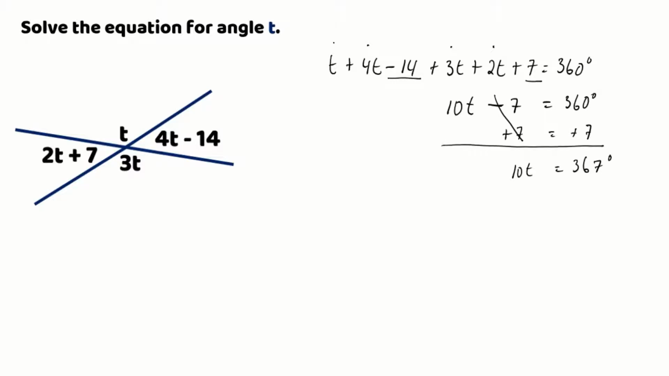And now we're going to apply our one-step rules for multiplication, where I'm going to divide 10 into both sides of my equation. And 10 divided by 10 will cancel, leaving us with t. And 367 degrees divided by 10 will equal 36.7 degrees. So we find that our angle t is equal to 36.7 degrees.